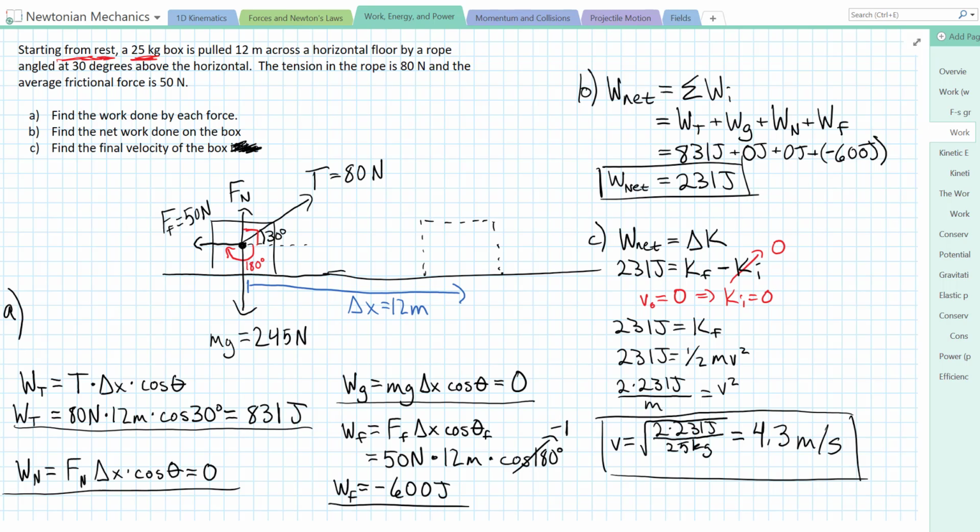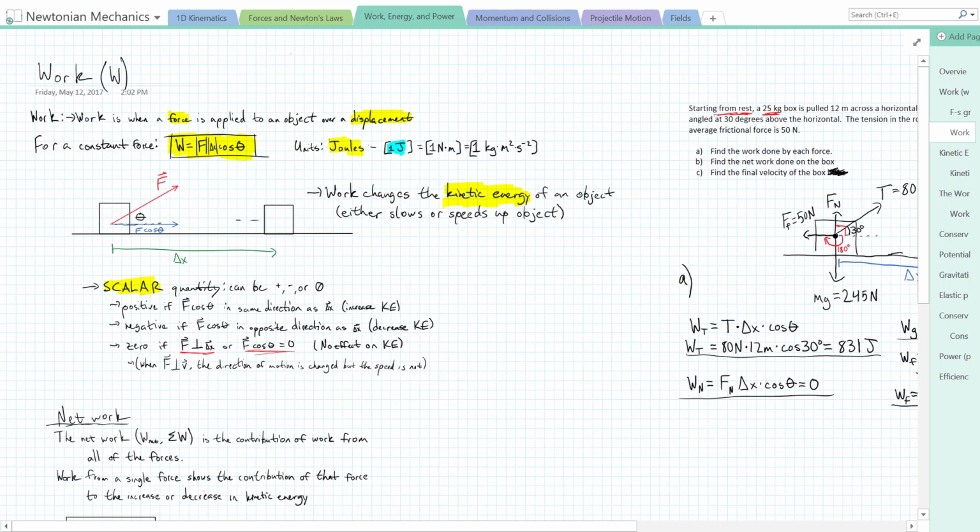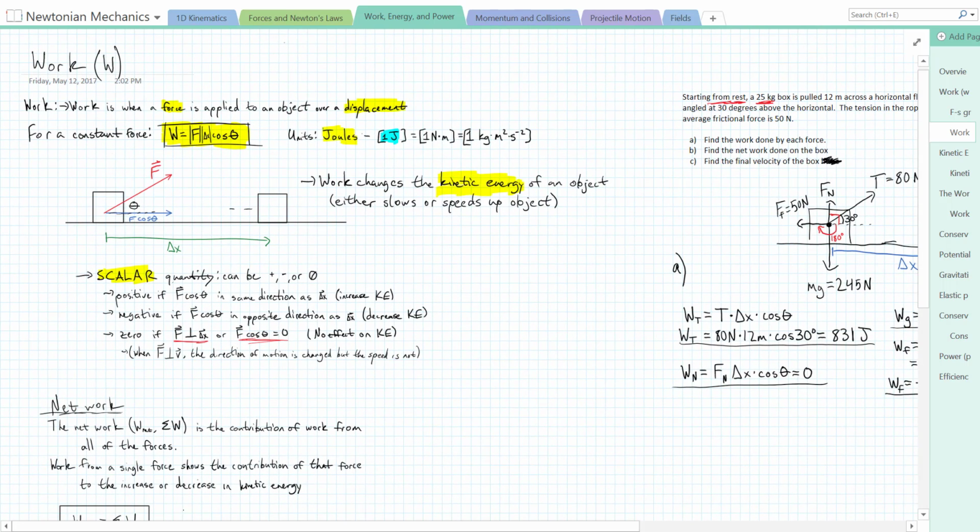So we've used the work-kinetic energy theorem to solve for our final speed. And just as a recap, work is when you apply a force over a distance and it changes the kinetic energy of an object. It can be positive, negative, or zero. It's positive when you increase the kinetic energy. It's negative when you decrease the kinetic energy. The net work is just the sum of all the individual works from each individual force.